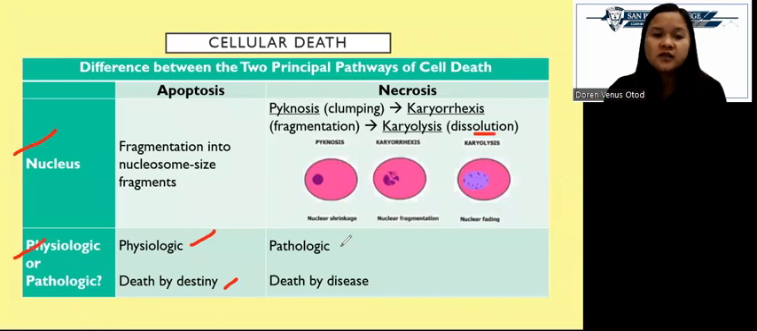While necrosis is pathologic. This is sudden death of the cell. This is brought about by pathologic sources or origin. So it is death caused by diseases.